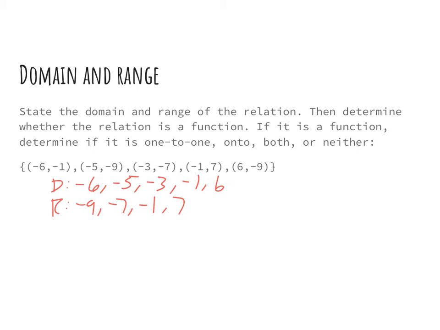None of my x values are the same, so I can say that yes, it is a function. And now for the last part here, you'll notice that I have two y values that are the same. Which means I've got two domain values that go to the same range value. So that means it can't be one-to-one. And if it can't be one-to-one, it can't be both either. However, all of the range values, because the only values in the range are the ones that are listed, all of those are used. So I would say that this is an onto function.